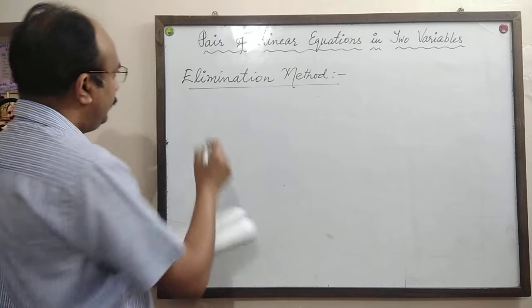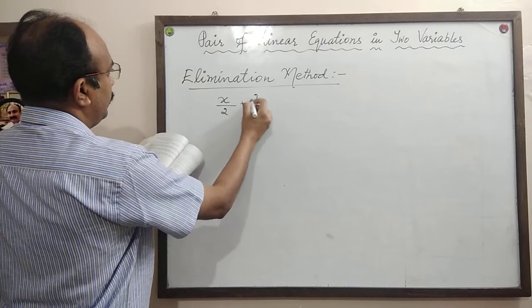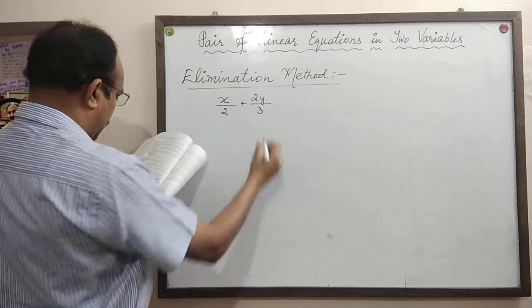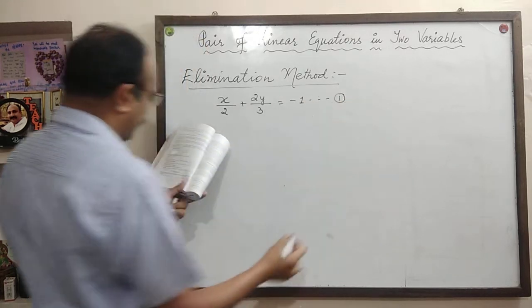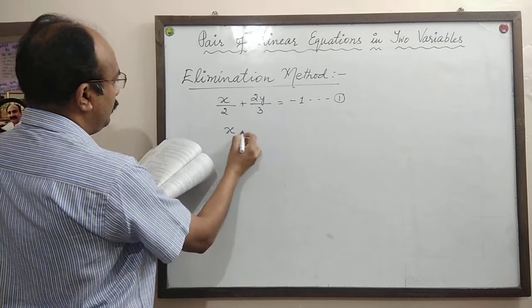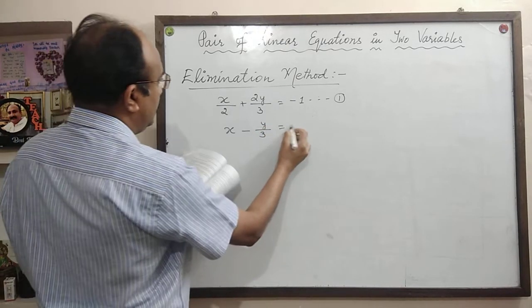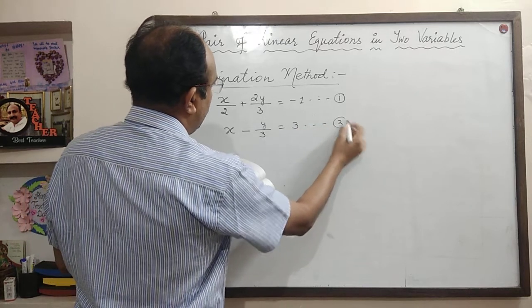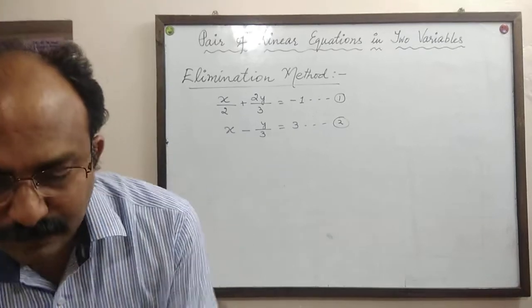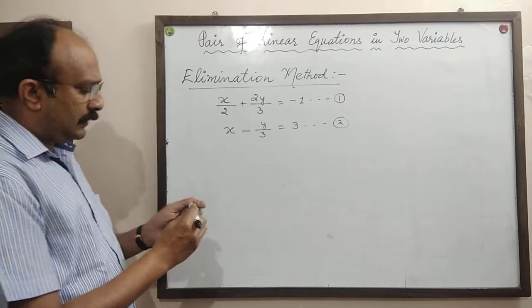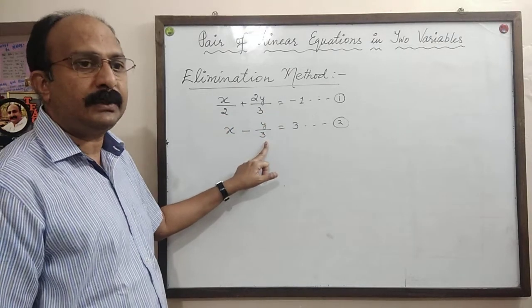Question number 4. x upon 2 plus 2y upon 3 is equal to minus 1. Equation number 1. x minus y upon 3 is equal to 3 is equation number 2. The only difference is that the coefficients are rational in equation number 1 as well as equation number 2.